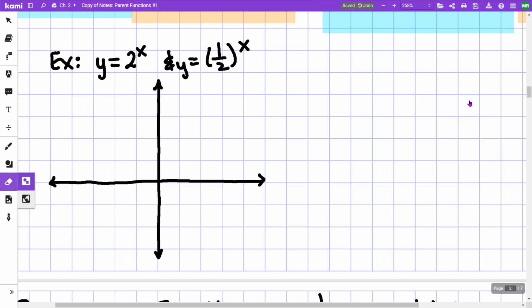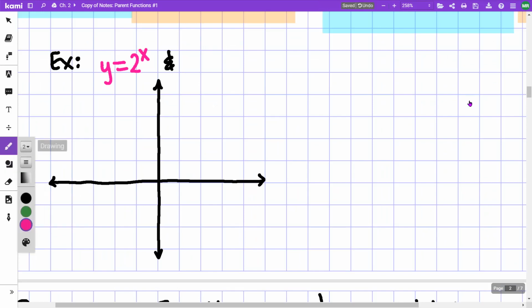And let me just kind of maybe color code these. Hold on. Let me rewrite this one in maybe pink. And let me rewrite this one in maybe green. Okay. So there we go.